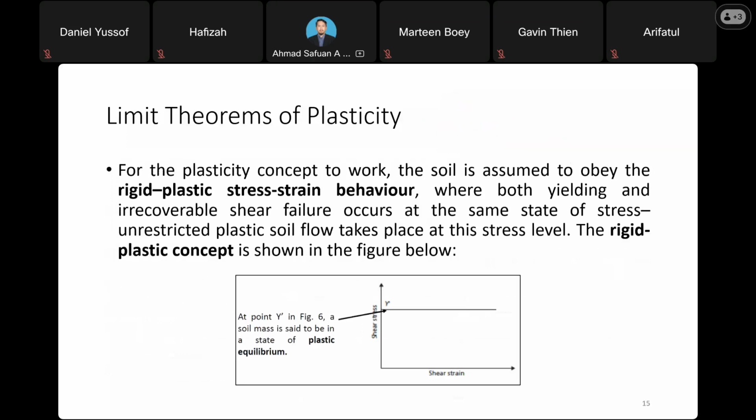Okay. So for the plasticity concept to work, the soil is assumed to obey the rigid plastic stress strain behavior, where both yielding and irrecoverable shear failure occur at the same state of the stress. Unrestricted plastic soil flow takes place at this stress level. Okay, so the rigid plastic concept is shown in the figure below.